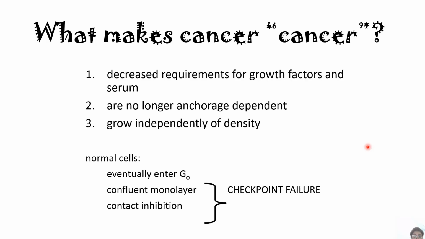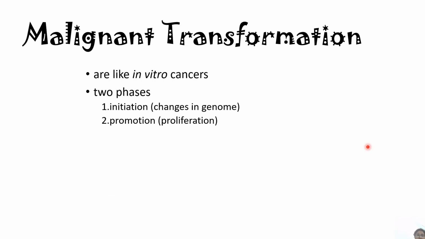Now, what makes cancer exactly? It's the decreased requirement for growth factors in serum. They are no longer anchorage dependent and they grow independently of density. Normal cells eventually enter G0. They can form a confluent monolayer and perform contact inhibition. But basically, all this leads to checkpoint failure and that leads to cancerous cells. Now, what is malignant transformation? They are like in vitro cancers. There can be two phases: initiation, that is changes in the genome, and promotion, that is proliferation.